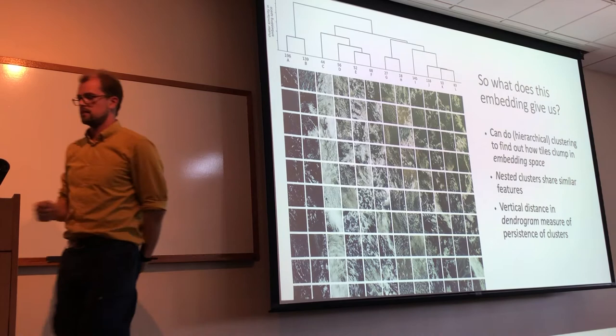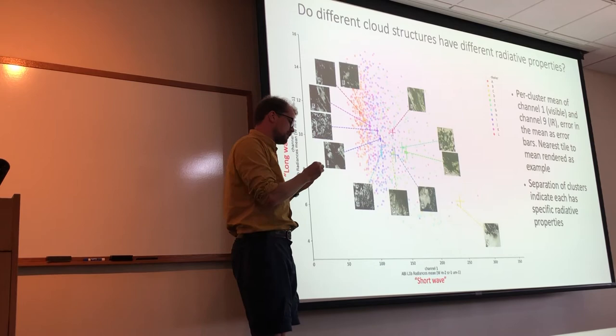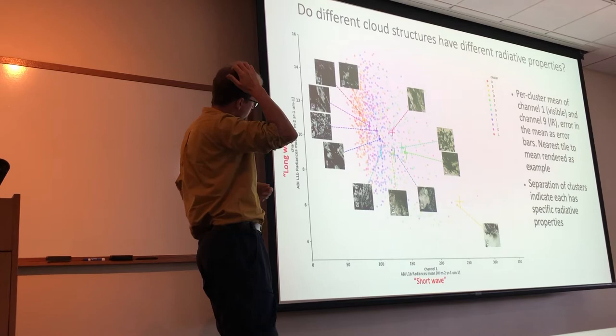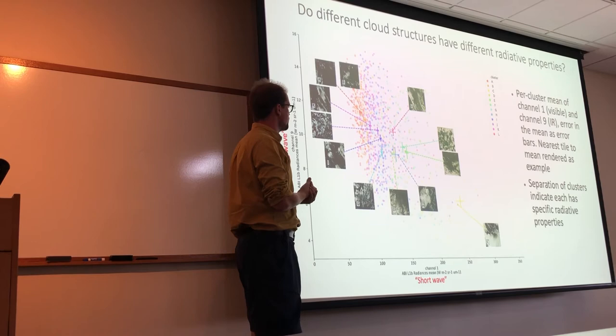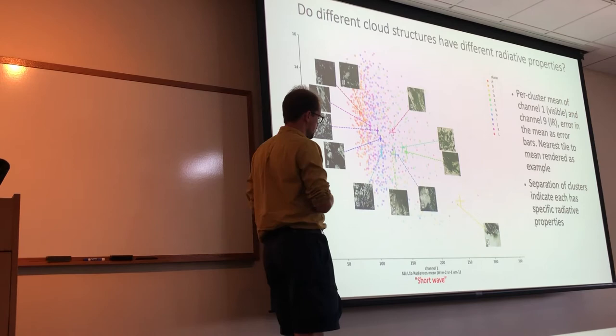I was assuming. But of course, the thing to actually do is to say, okay, well, are these physically meaningful? If I took, say, the 12 that I had on the previous slide, do they have physically meaningful different properties? At the time when I was doing this, there wasn't a long wave, short wave data set for the GOES satellite. And so what I did was I picked two channels that were in the range of short and long wave.